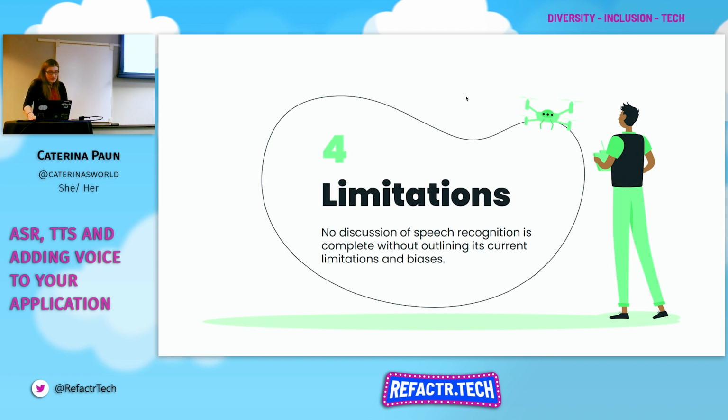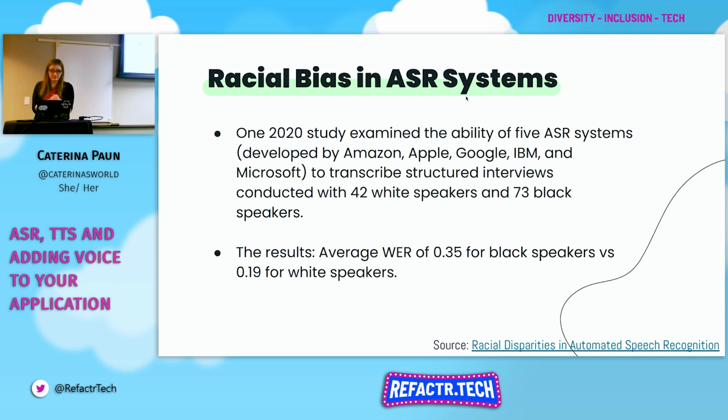Now, I do want to go back and talk a little bit about limitations associated with speech synthesis. We've touched upon it for a few moments, but it's something that we want to be aware of. Now, this is a study that made the news when it came out. This was 2020. This is a study from Stanford University, and they examined 5 different ASR systems. These were from some of the biggest companies in the tech industry: Amazon, Apple, Google, IBM, Microsoft. And they transcribed specific interviews with 42 white speakers, 73 black speakers. So the word error rate was 0.35 for black speakers, 0.19 for white speakers. A lower number is better.